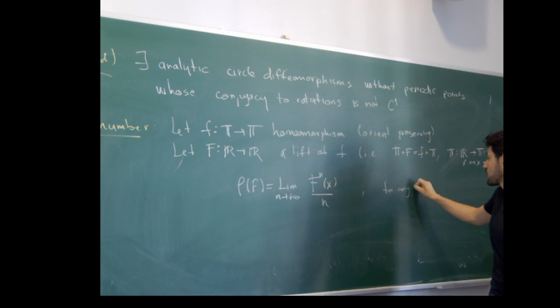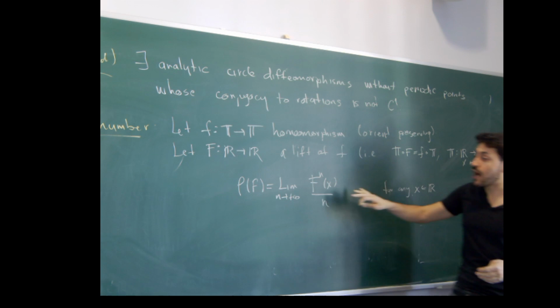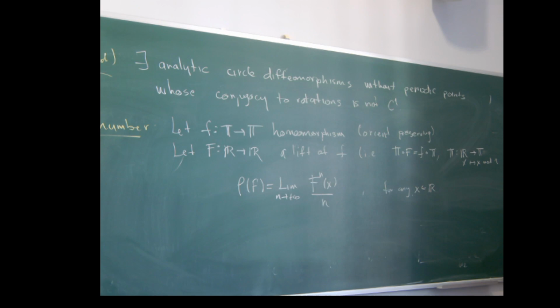If you have seen this before, you recognize what the rotation number is. Otherwise, this is the formal definition, but what it's trying to encode is how much my map F is turning points on average. So I'm taking just a circle map, a circle homeomorphism, I have a point, and I'm looking at these iterates. And I'm just trying to count how many times I am turning around, on average, along this point.